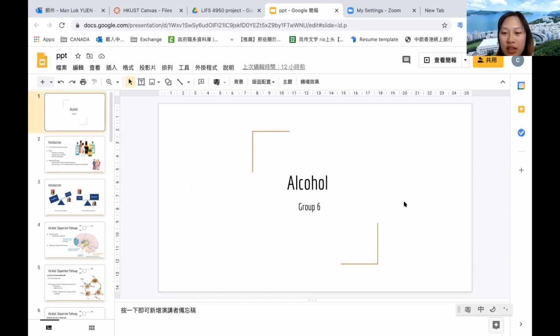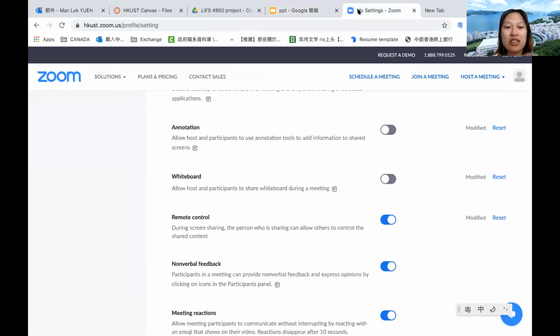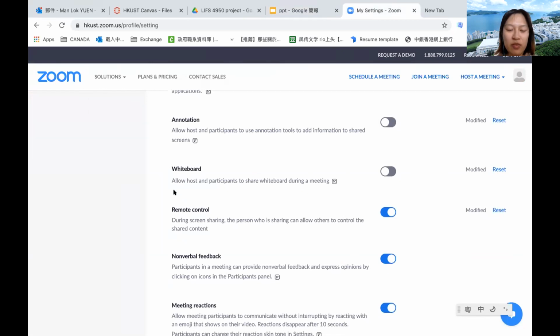My groupmate said they can't find the button. I think maybe it requires the professor to open the setting too. So it's in my setting, and there's a preference for remote control. Can you try to also open this function so that we can see if we can do it in this meeting? Let me check. Okay.